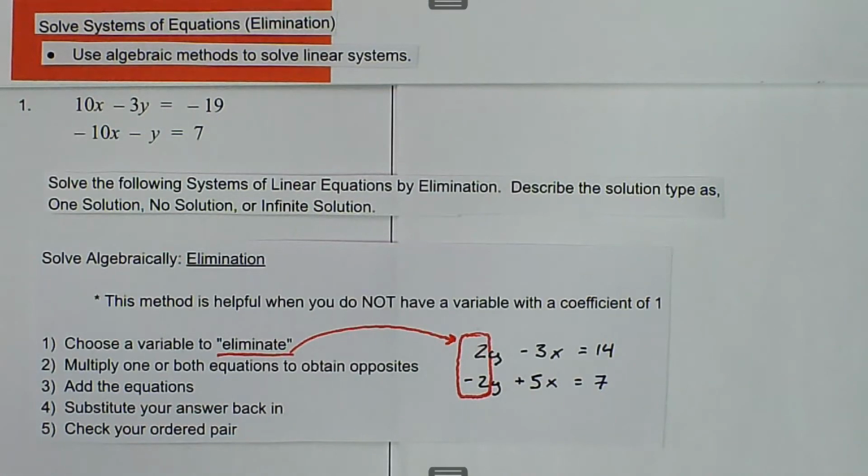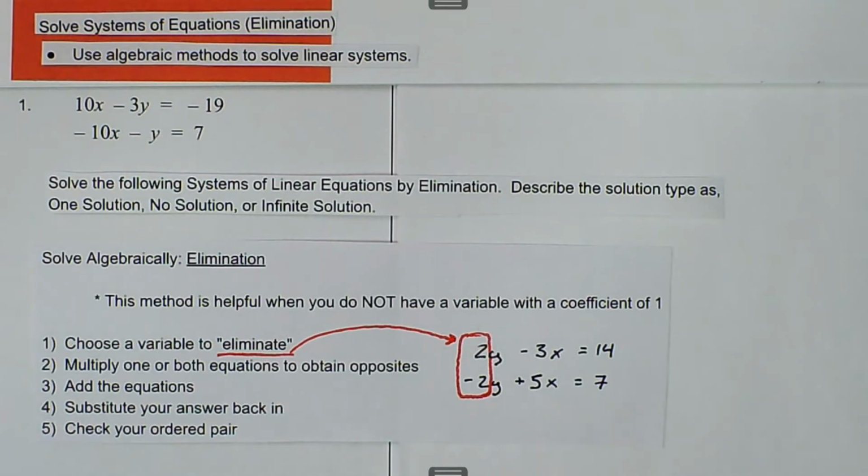We want to solve systems of equations using elimination, and we want to use algebraic methods to solve. So directions say solve the following system of linear equations by elimination. Describe the solution type as one solution, no solution, or infinite solution. So use elimination. This method is helpful when you do not have a variable with a coefficient of 1.